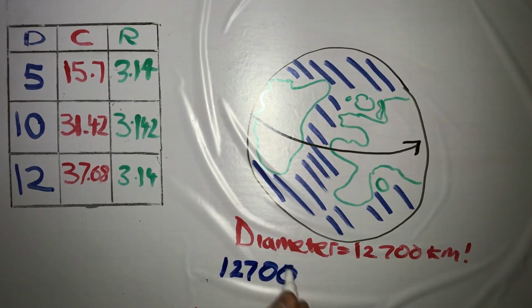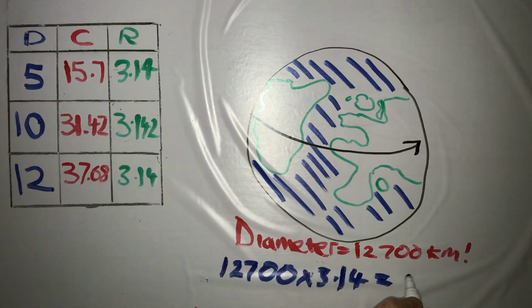We worked out earlier that pi is equal to 3.14 to 2 decimal places. When you do this calculation, you find out that the circumference of the Earth is equal to 40,000 kilometers around the equator.